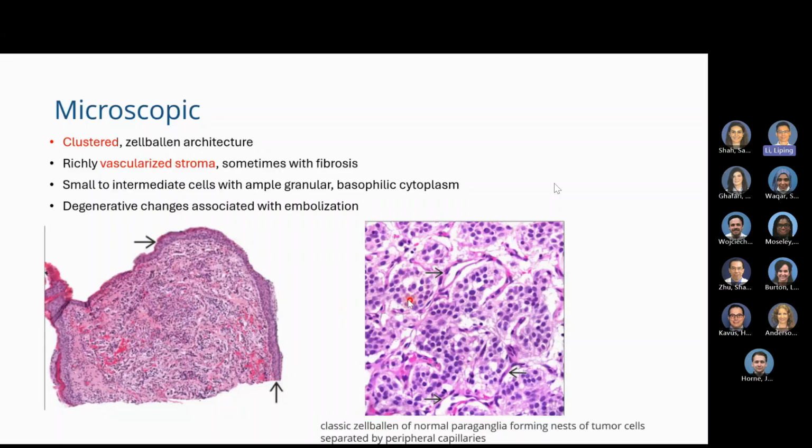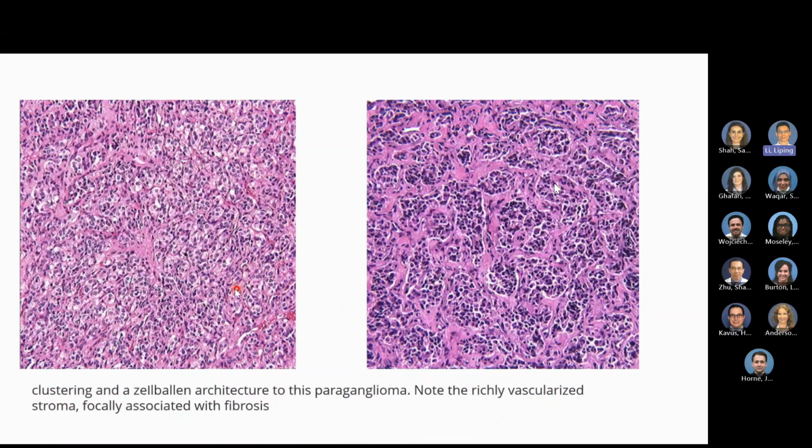All the cells look the same. At high power, we can see this salt and pepper chromatin feature for the neuroendocrine cell. And between these nests, we can see this dilated capillary. The buzzword is Zellballen architecture for this paraganglioma. Sometimes we can see this rich vasculature, and they also can have this fibrotic stroma. So here's the same, more fibrotic stroma separated by this Zellballen nest.